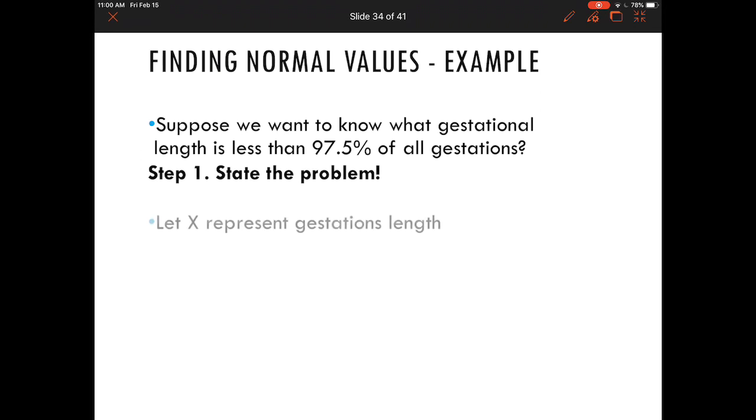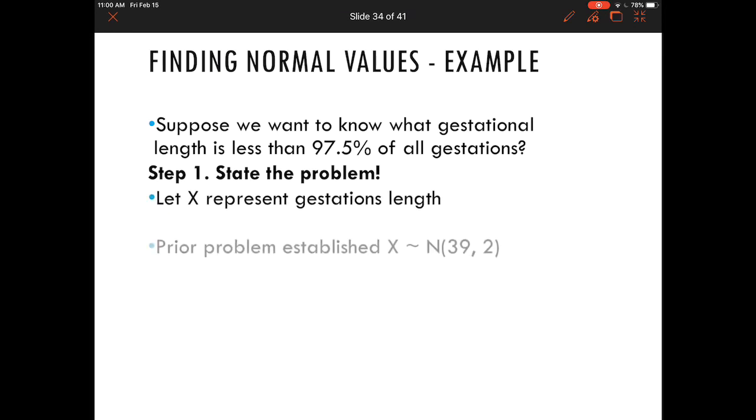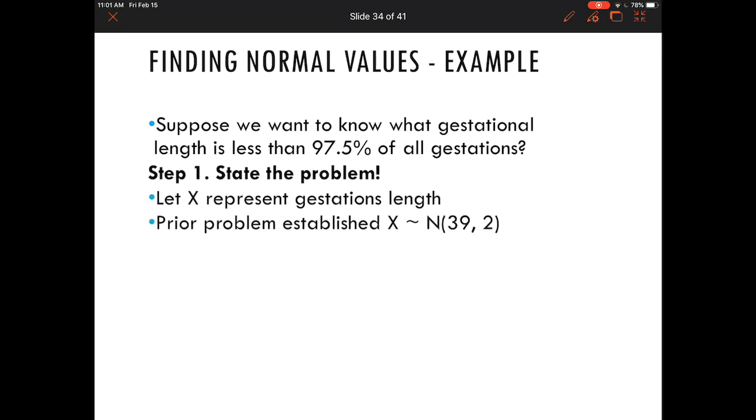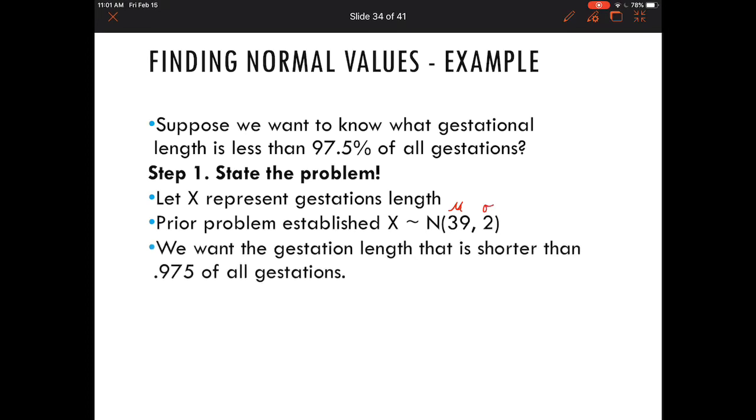So step 1, we're going to state the problem. We're going to let x represent gestational lengths. The prior problem established x as normally distributed with a mu of 39 weeks and a standard deviation of 2 weeks. We want the gestational length that is shorter than 97.5% of all gestations. Remember, these are the key words here: less than 97.5% of all gestational lengths.